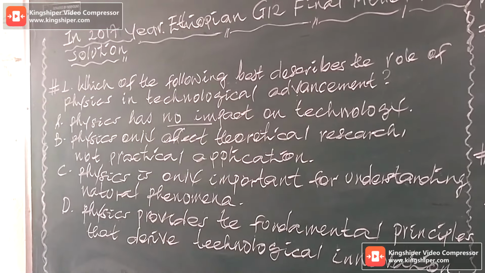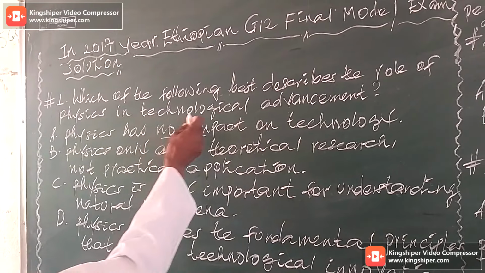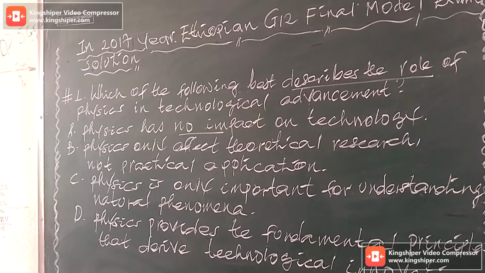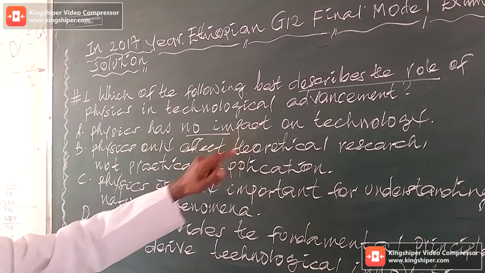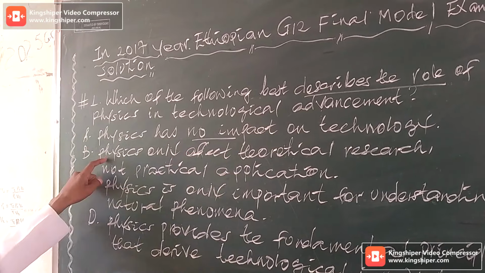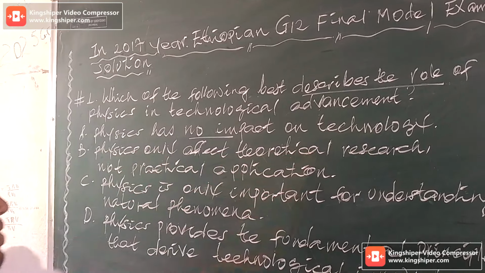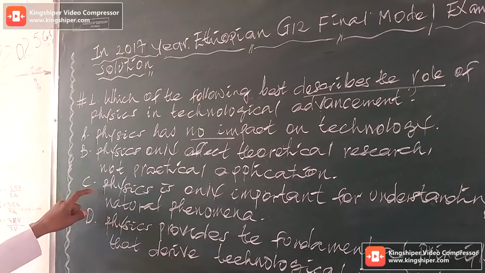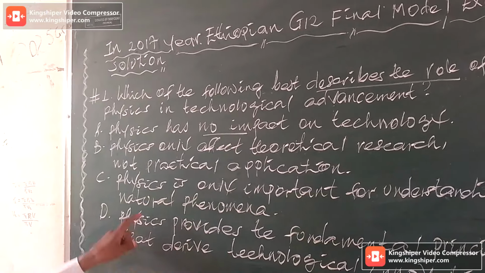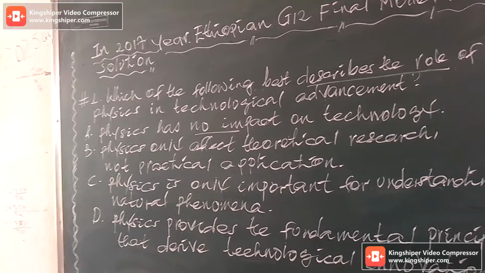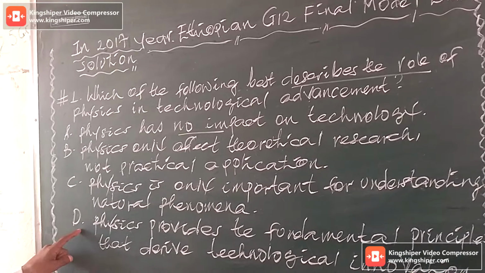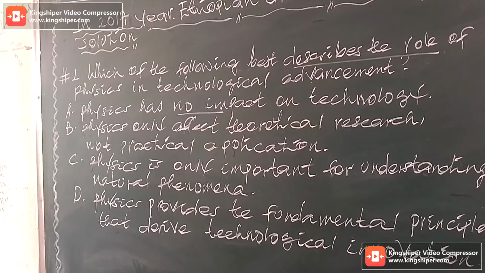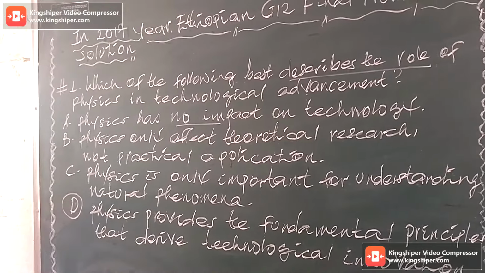When we come to the given question, we ask which of the following best describes the role of physics in technological advancement. Choice A says no impact on technology. This is not the answer. Choice B, physics has only affected technological research, not practical application. This is also not correct. Choice C says physics is only important for understanding natural phenomena. This is also not correct. So the correct answer is that physics provides the fundamental principles that drive technological innovation. So the correct answer is D.